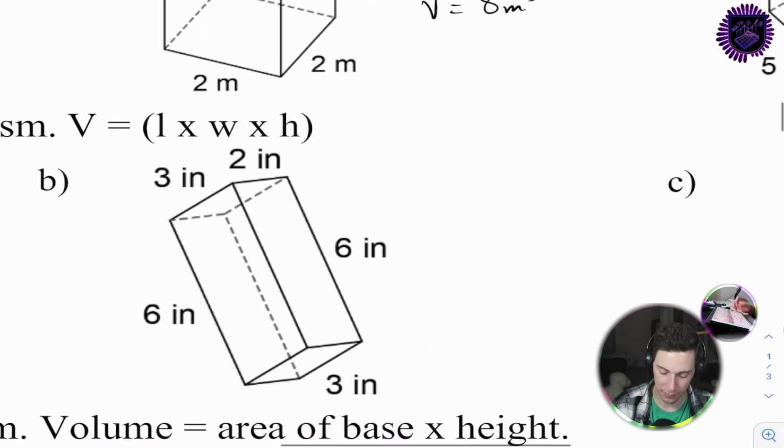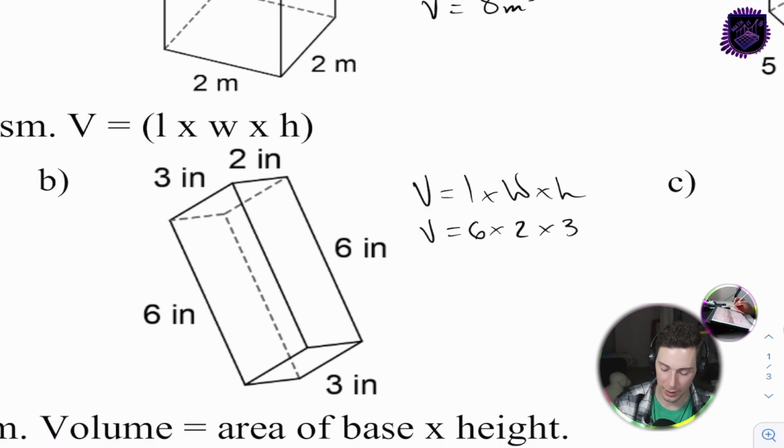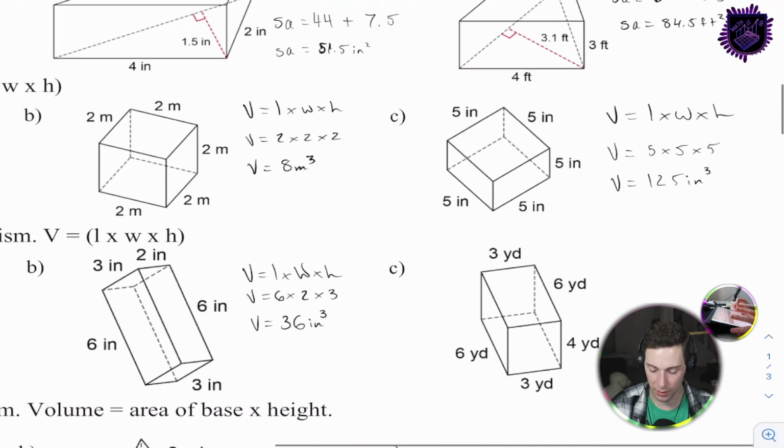Next shape. Volume is equal to length times width times height. Volume is equal to our length of 6 times our width of 2 times our height of 3. So that is going to be equal to 18 times 2, which is 36 inches cubed. Next question.